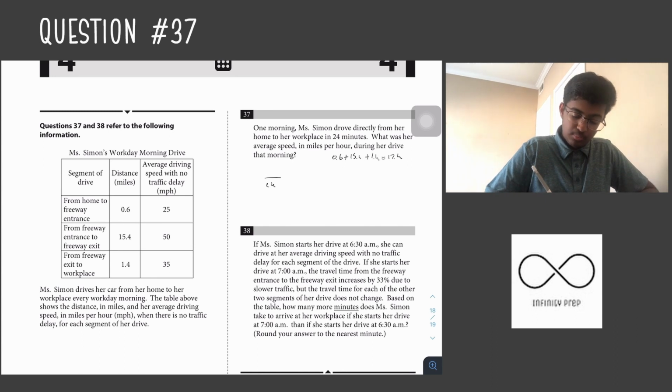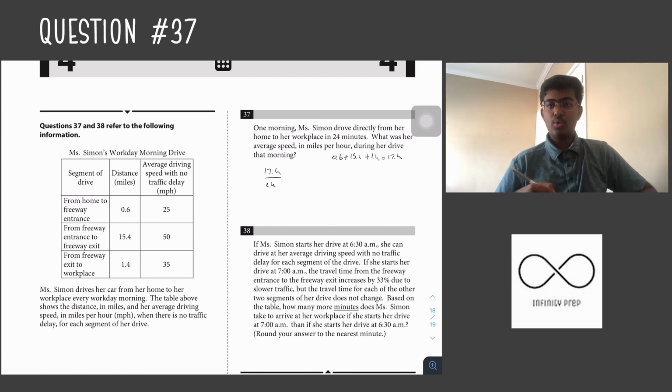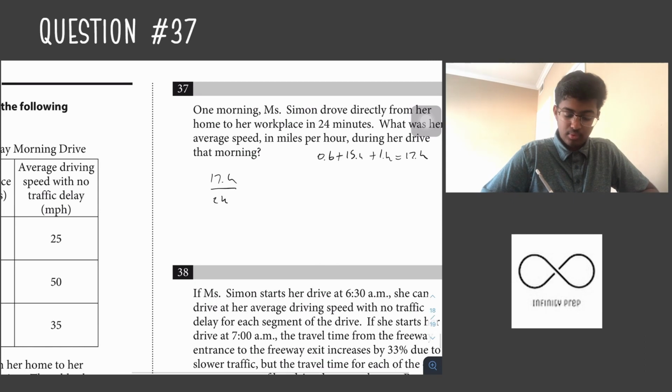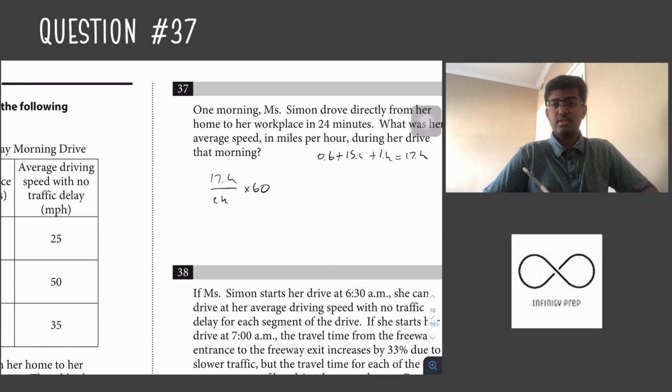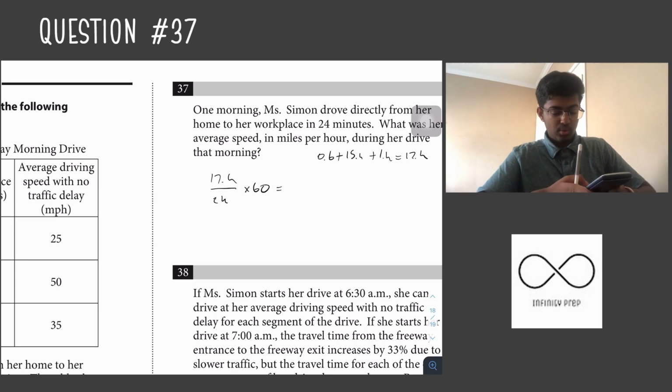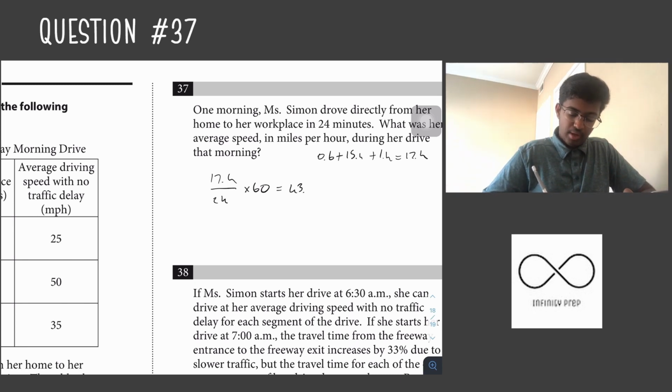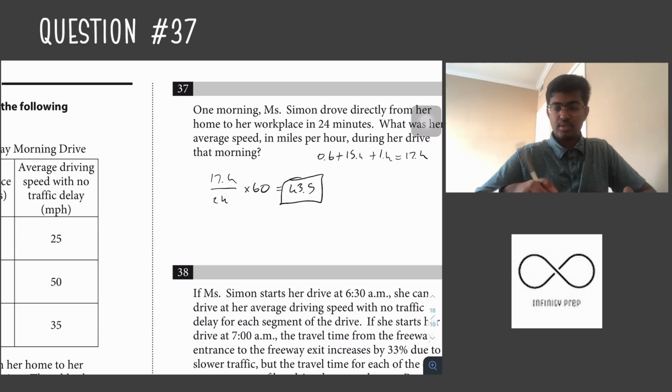When we do 17.4 divided by 24, we get the miles per minute. But what it's asking for is miles per hour. So we multiply 17.4 over 24 times 60, because there's 60 minutes in the hour. When we put this into an equation, 17.4 divided by 24 times 60, we get 43.5. This is our answer, which is in miles per hour.